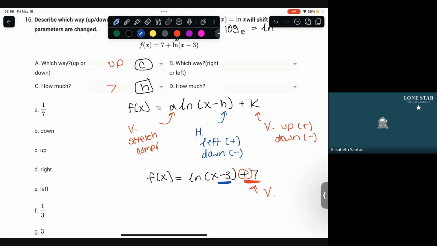Okay, and then minus 3, it's inside, so it's a horizontal transformation. And since it's minus, we're going to the right, and we're going to the right 3 times. So that is D for B, and then D, as in dog, is G.